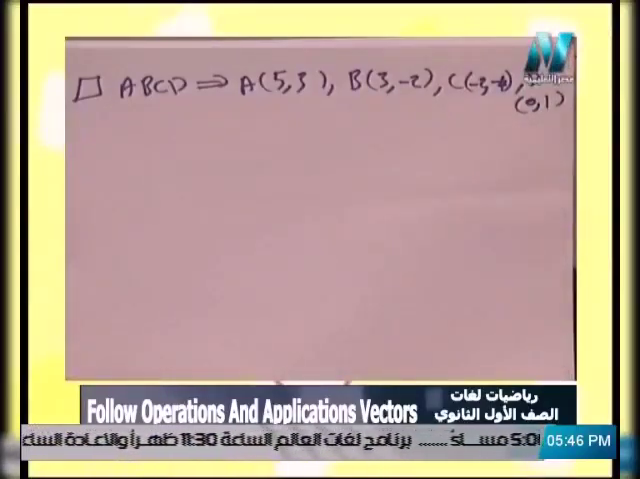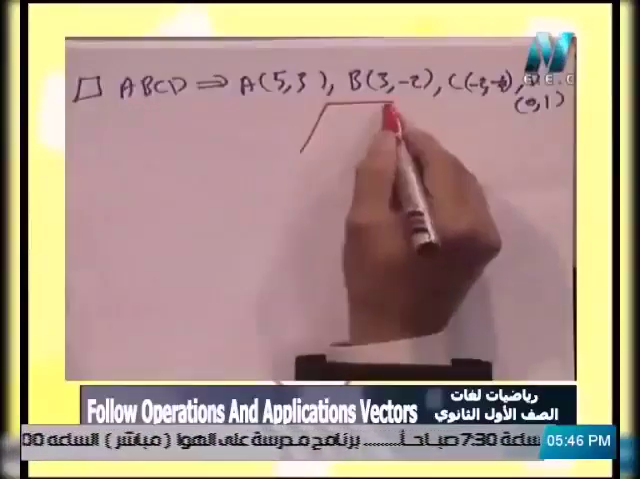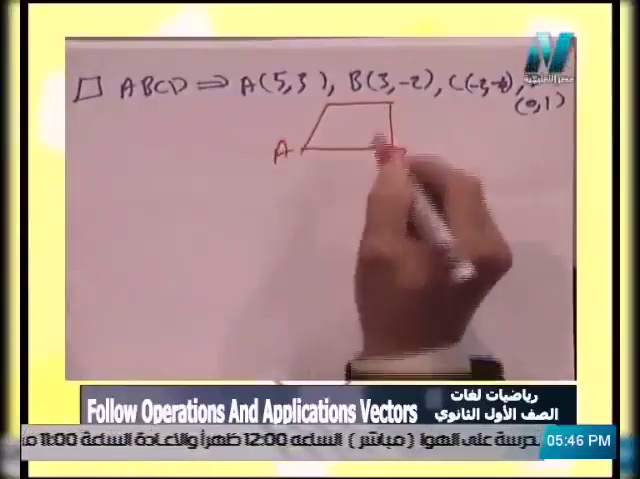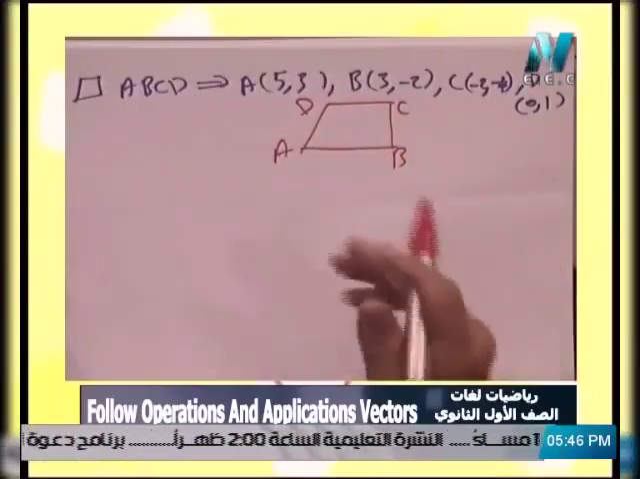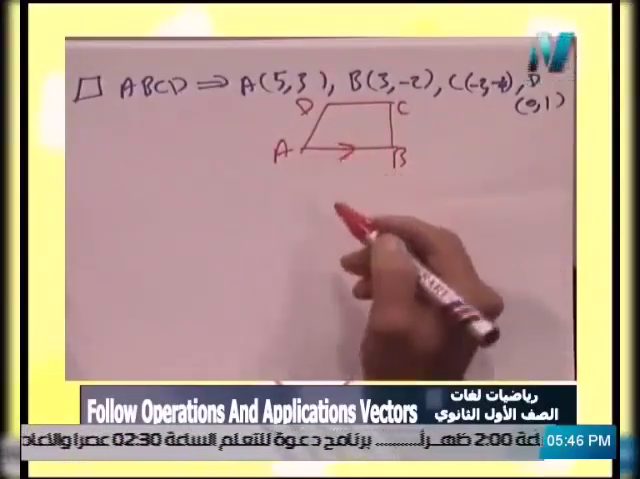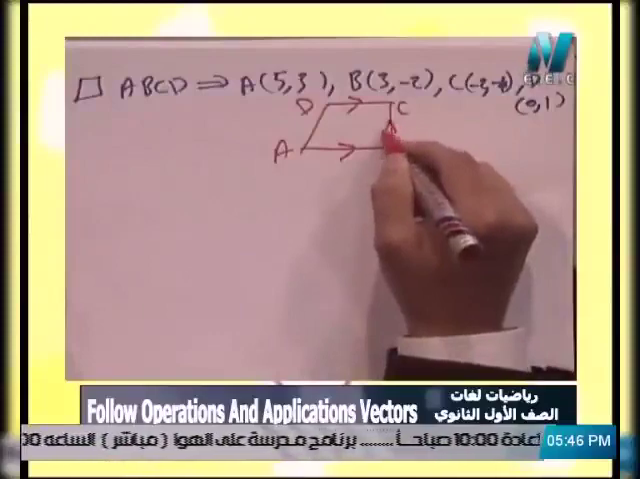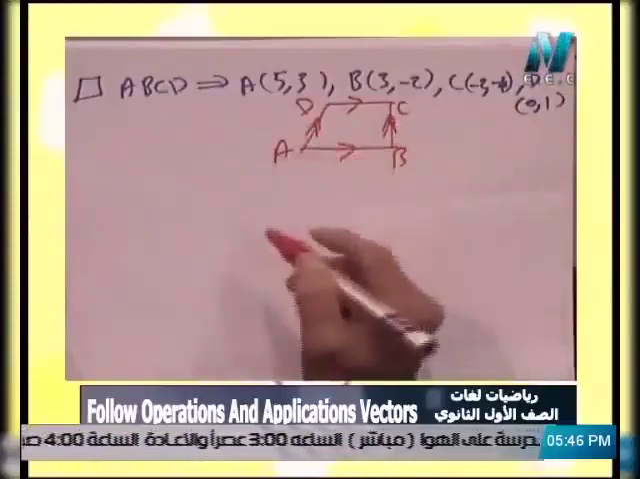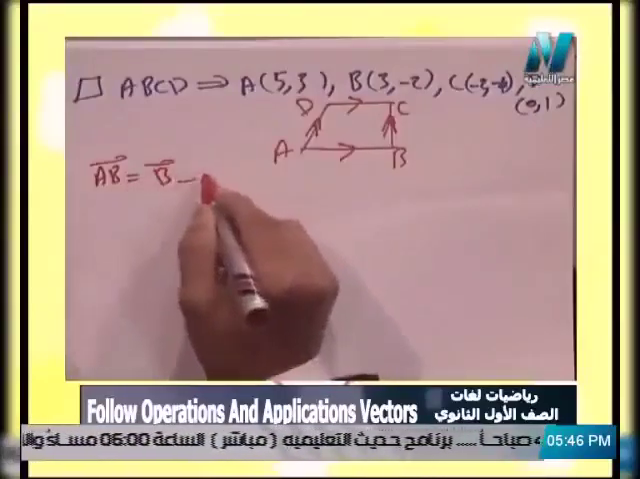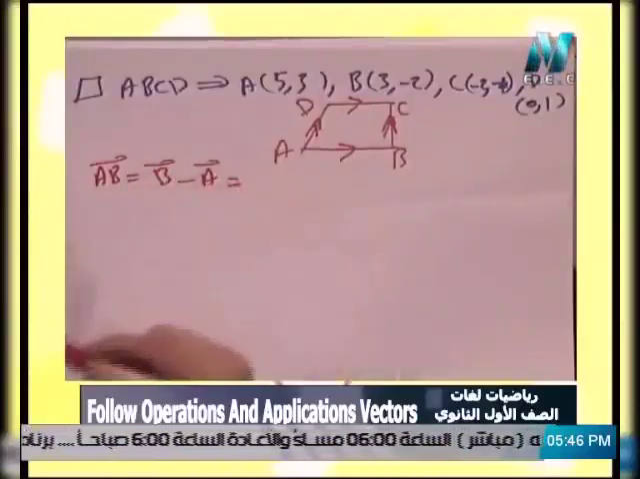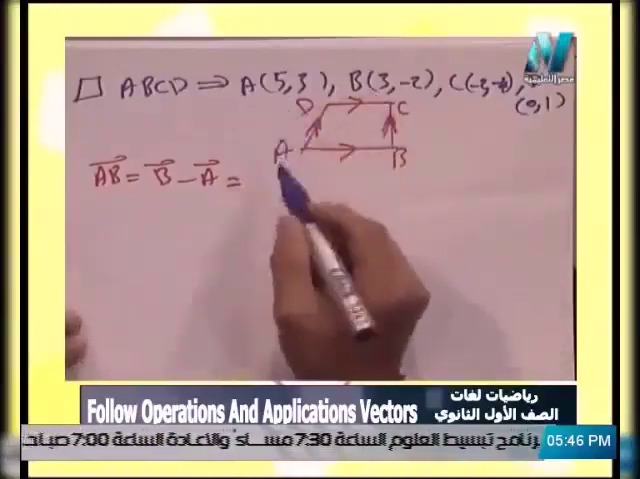As we agreed before, to prove that a quad ABCD is a rhombus, we have to prove first that it is a parallelogram. So we will prove that AB equals DC or BC equals AD. We will choose the vector AB, which equals the vector B minus vector A, equals 3 minus 5, equals negative 2.